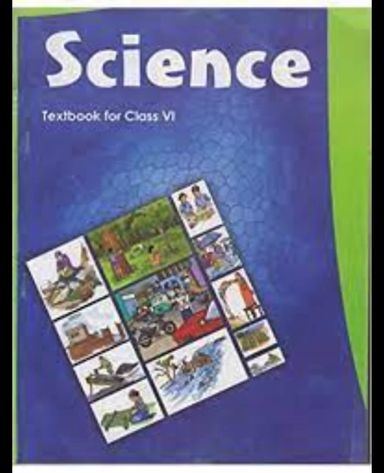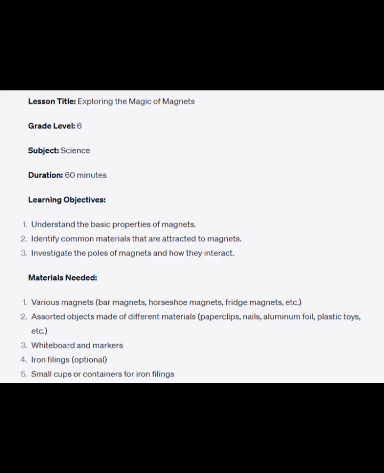Lesson title: Exploring the Magic of Magnets. Grade level: 6. Subject: Science. Duration: 60 minutes. Learning objectives: understand the basic properties of magnets.